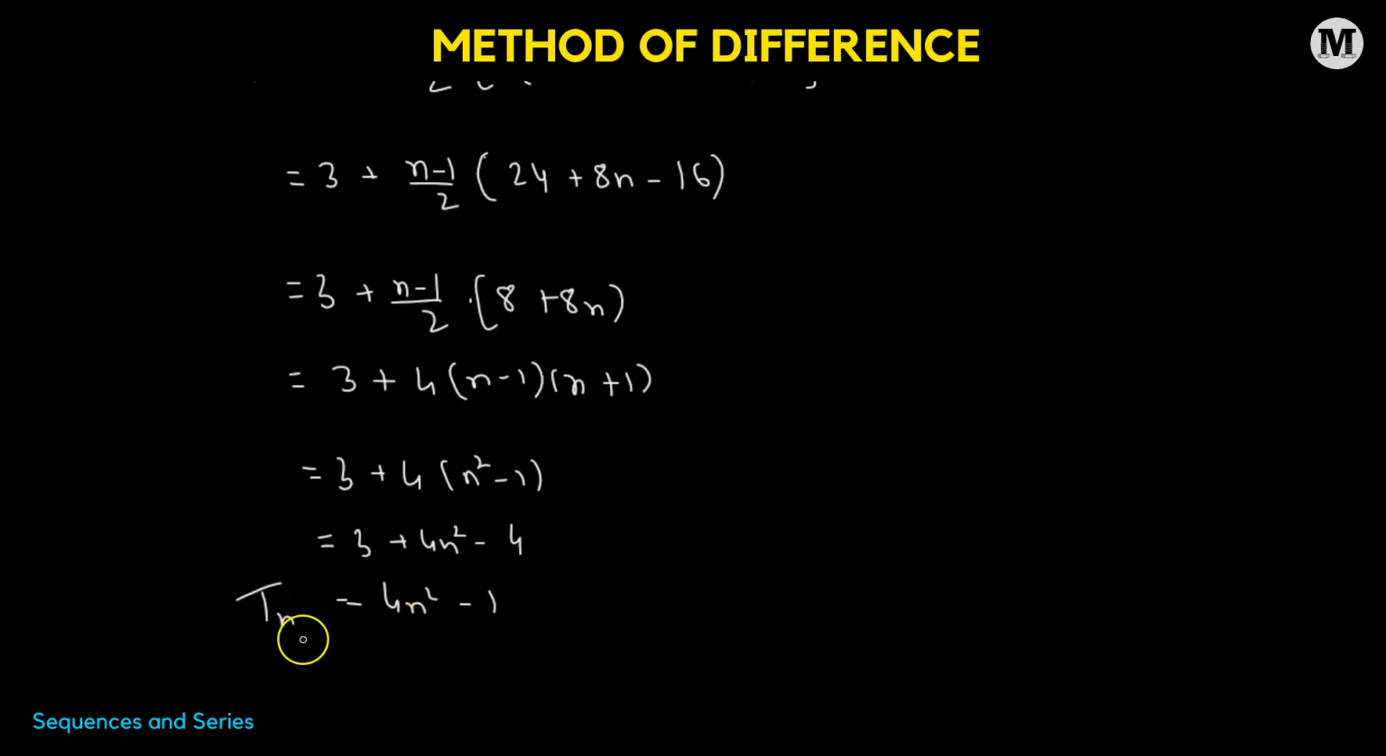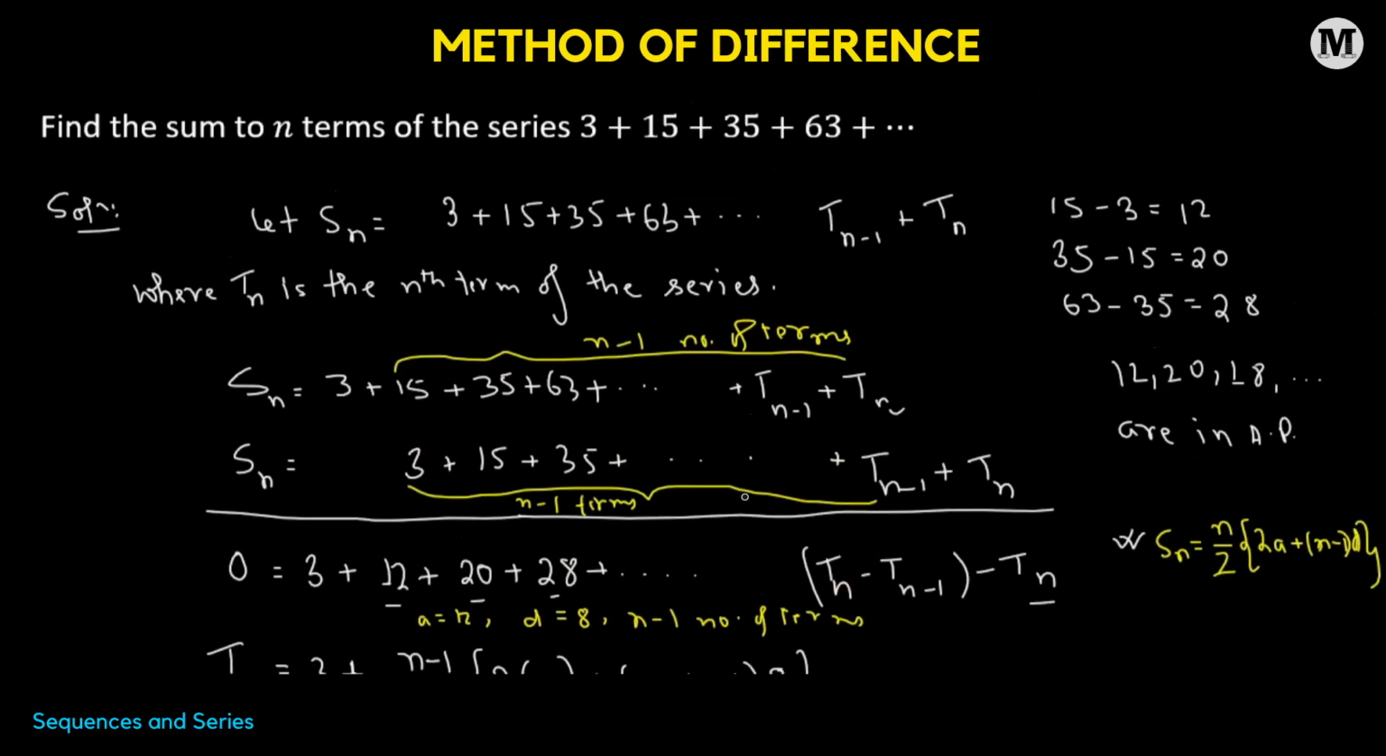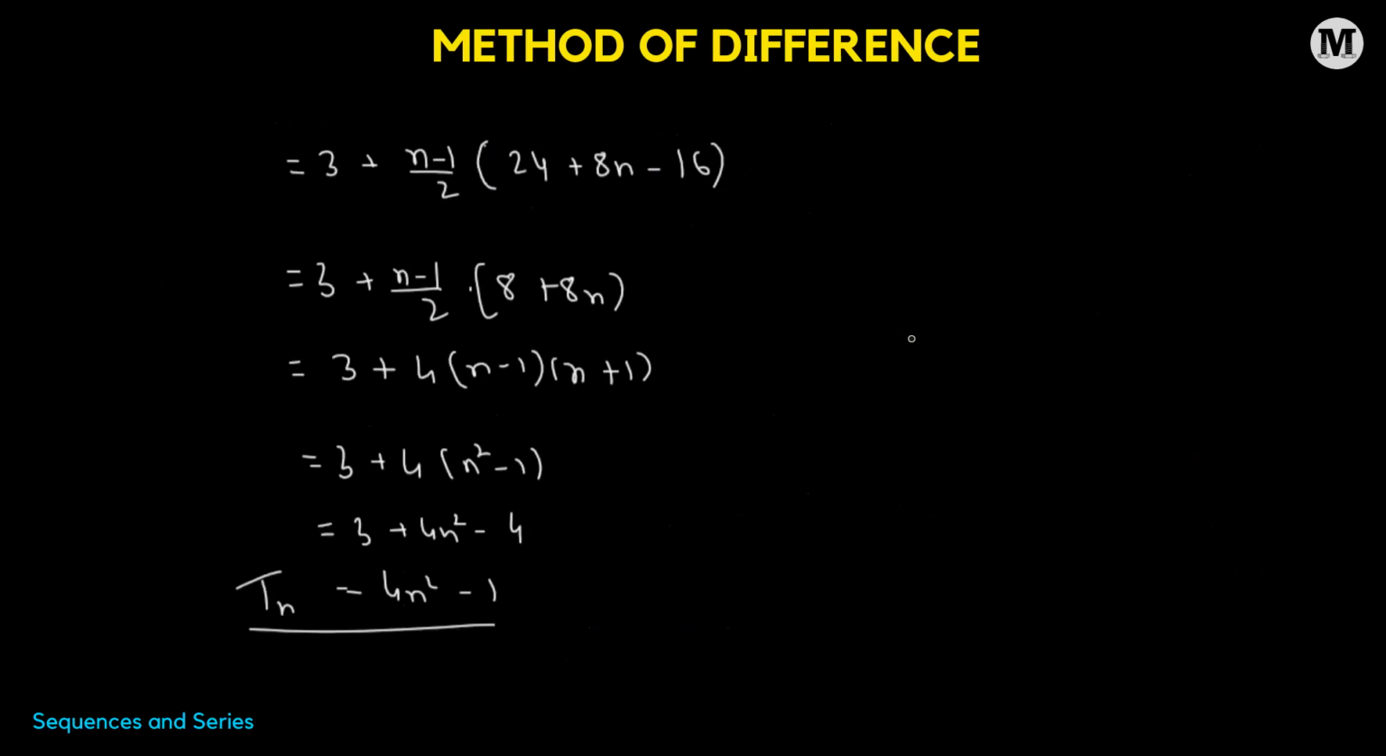This is going to be the nth term of the series. So we got it as 4n squared minus 1. So 4n squared minus 1 is the nth term. We can verify that this is indeed the nth term. So if we substitute n with 1, then we're going to get the first term. Substituting n with 2 gives us the second term. Substituting n with 4 gives us the fourth term. So now that we have the nth term of the series, we can find out its sum.